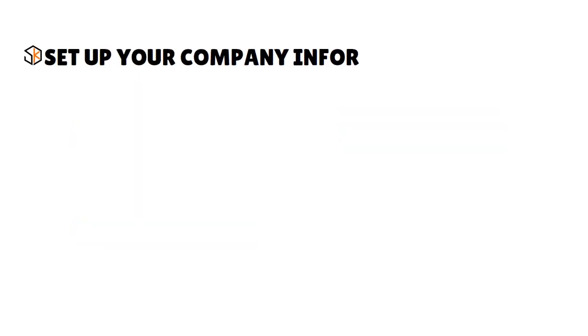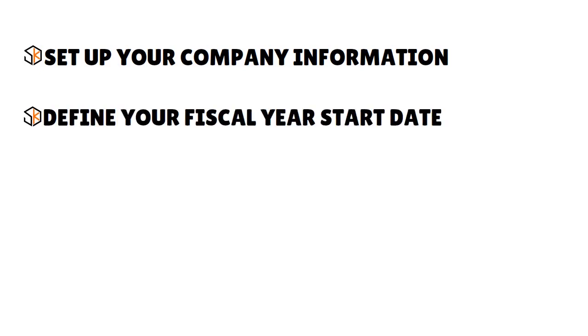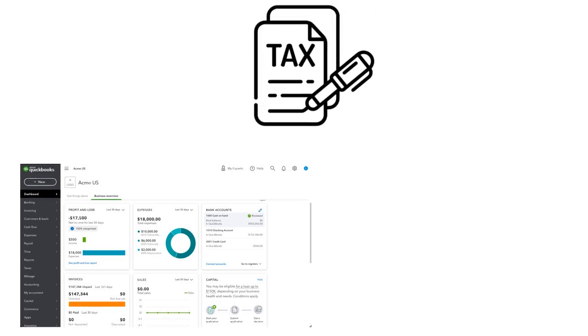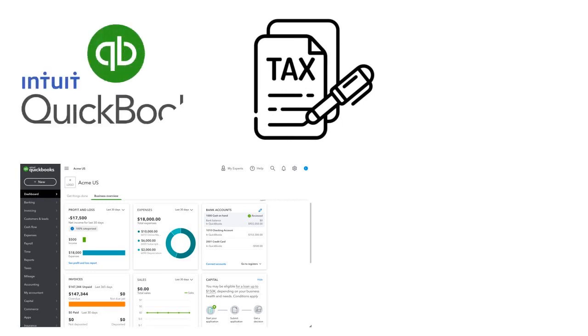So step number 2, you want to set up your company information. Step number 3, you want to define your fiscal year start date. From the account and settings tab, click on Advanced, then Accounting. January is the usual start of a fiscal year since it is the beginning of the income tax year. However, since your business tax schedule might differ, QuickBooks enables you to designate its start date on your account.